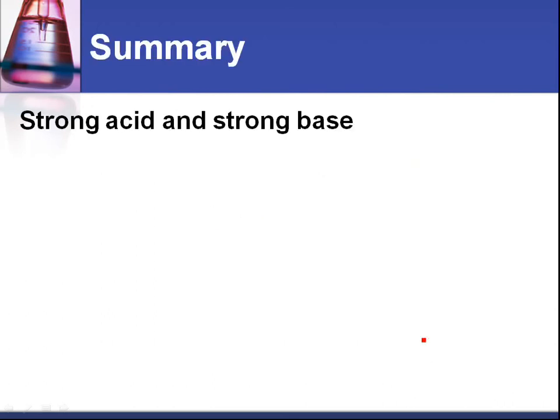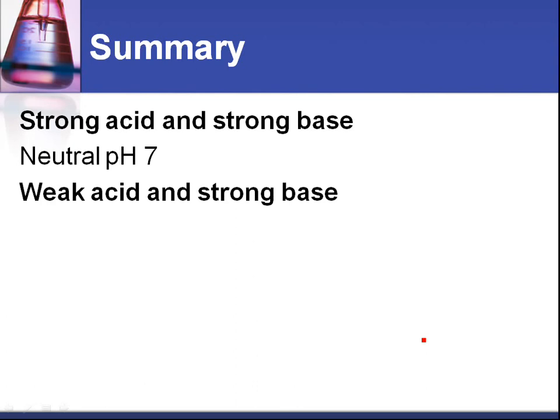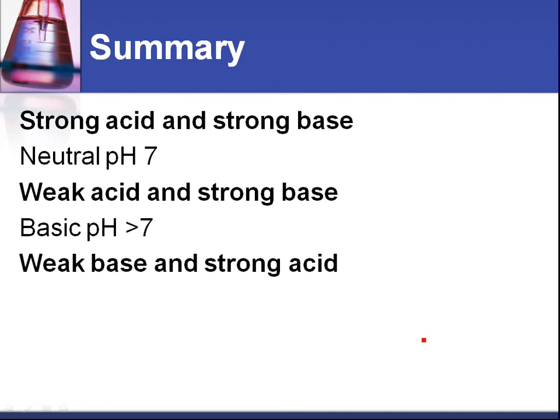Okay, so the summary: if you have a strong acid and a strong base, the salt will be neutral, pH 7 at 25 degrees. A weak acid and a strong base will give you a basic salt, pH greater than 7. A weak base and a strong acid would give you an acidic salt, pH less than 7.